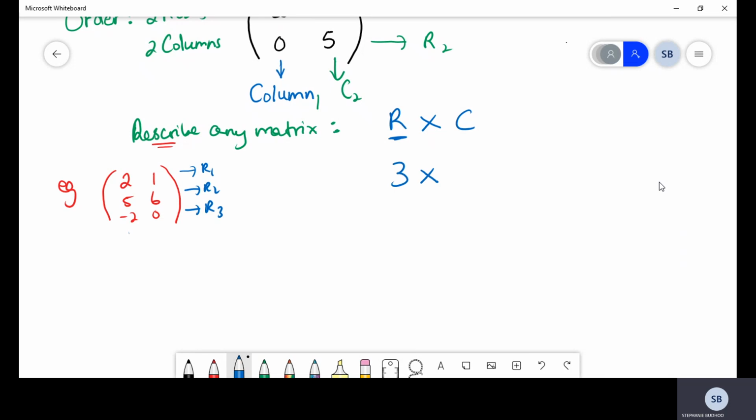How many columns do we have? We have column 1, then we have column 2. So it seems we have 2 columns. So we'll write that down. So in a particular order, if we were to describe this matrix, it would be called a 3 by 2 matrix.